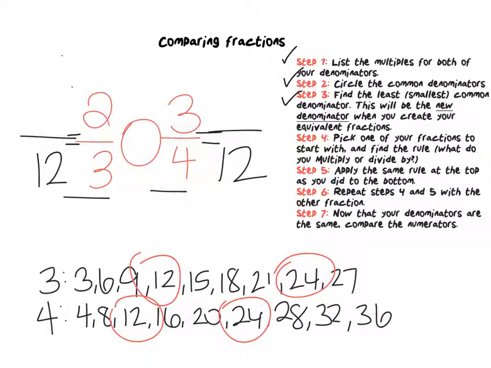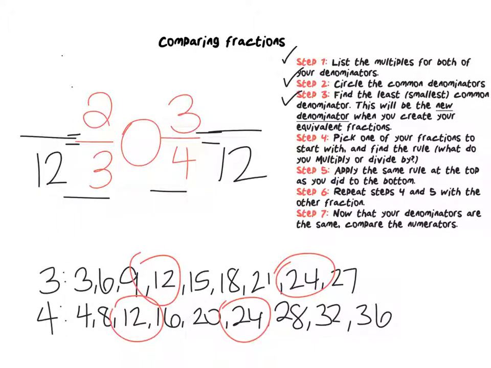I'm going to look at step 4, which says pick one of your fractions to start with and find the rule. So I'm going to start over here with 2/3, and what I'm going to think about is how did this 3 get turned into a 12? As in, what do I have to do to the 3 to turn it into a 12? Well, I know that if my number is going from smaller to larger, I must have multiplied. So I need to think about what can I multiply by 3 that will get me to 12? Your answer should be multiply by 4.